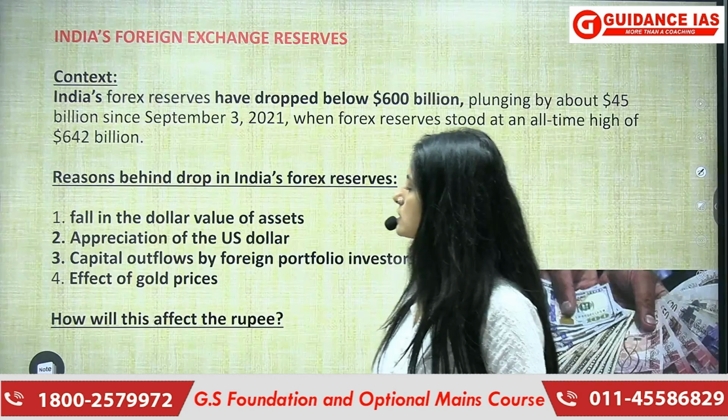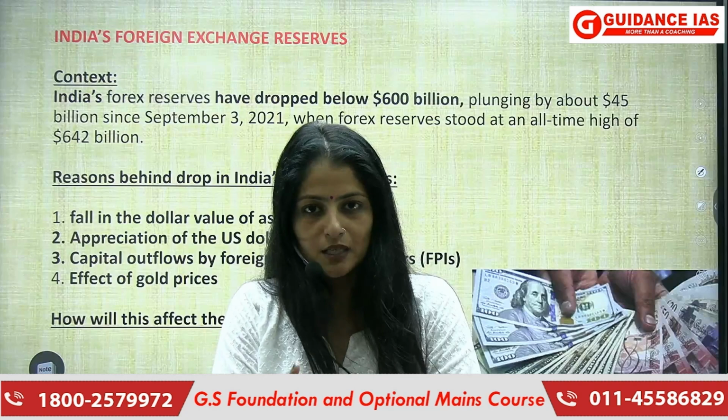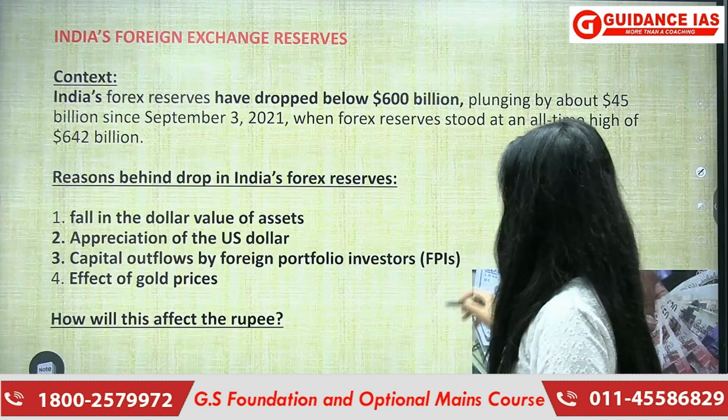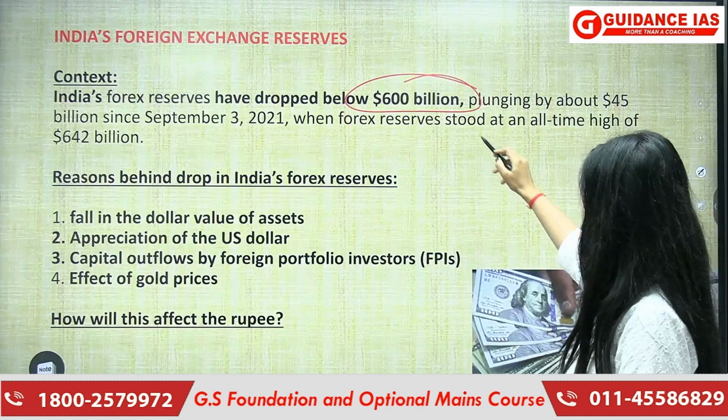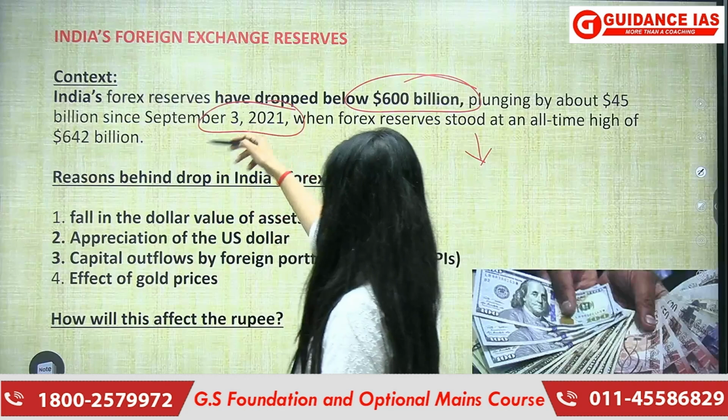Up next, we have India's foreign exchange reserve. We all know the forex reserve, which is managed by RBI, our central bank, keeps going up and down. The recent context is that it has recently dropped below $600 billion, which is a very big plunge, a big fall since September 2021. In September it was 642 and now it is 600. So around $45 billion we have plunged down.